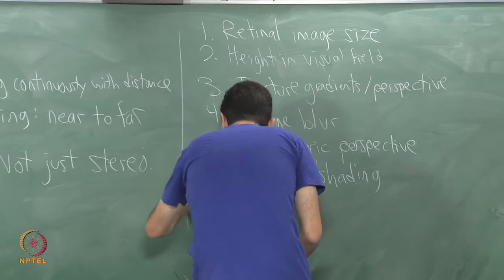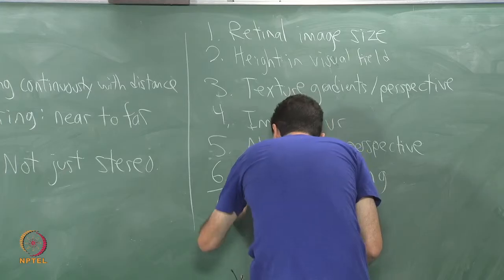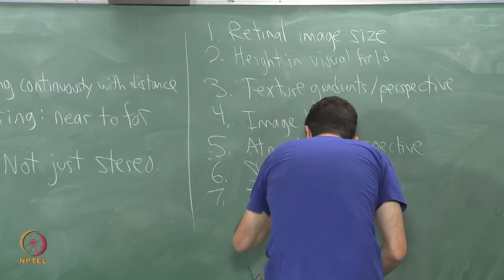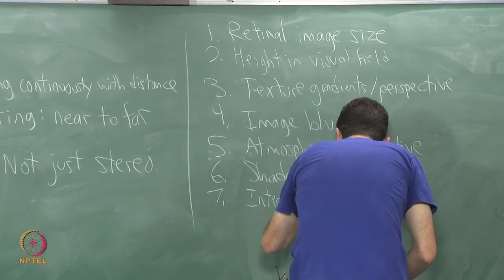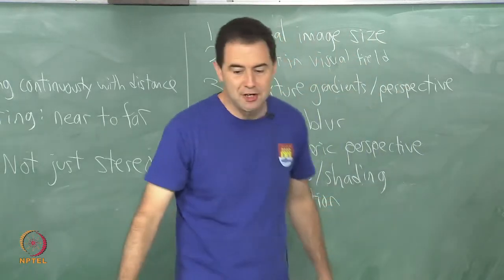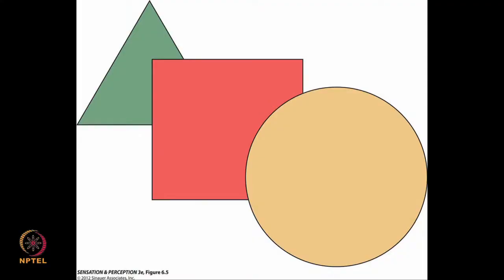Another one is interposition. Right, so I perceive the yellow disk to be closer than the red square, which is closer than the green triangle. So we get some kind of depth ordering. That's an example of ordinal information.